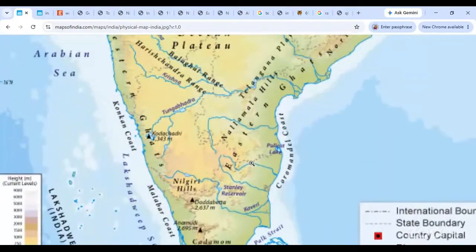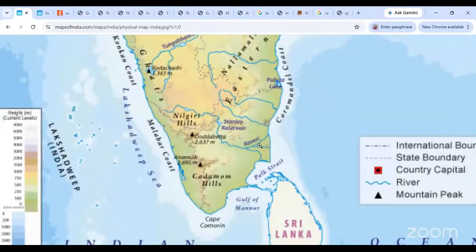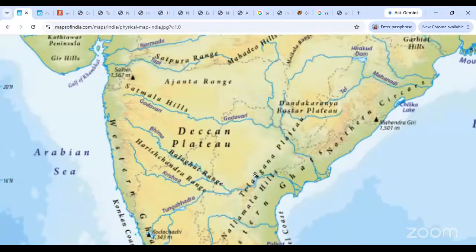Where are my Javdi hills? Somewhere down here should be the Javdi hills. This should be in Tamil Nadu. Javdi hills are in Tamil Nadu. So clearly that is where it should be.